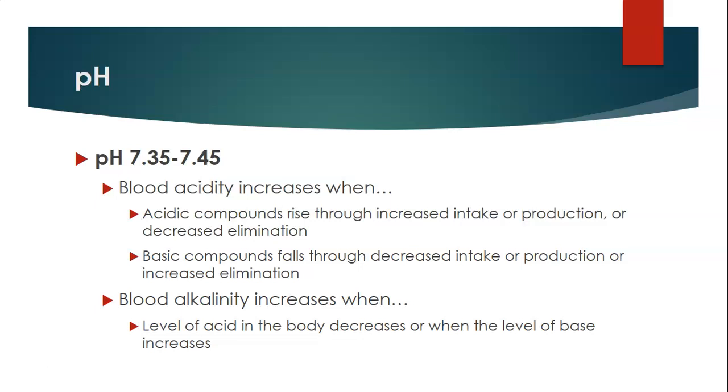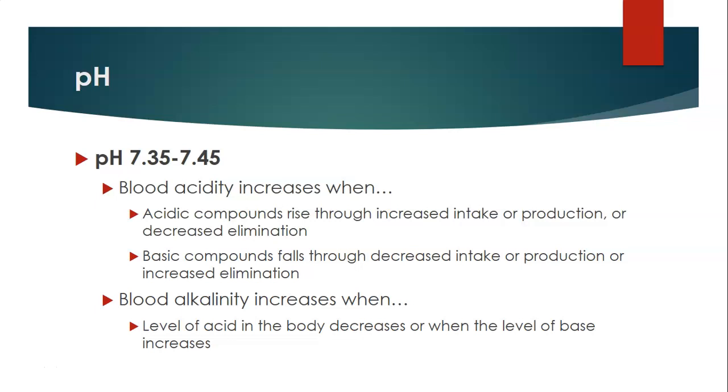Blood is normally slightly basic, with a normal pH range of about 7.35 to 7.45. Usually the body maintains the pH of blood close to 7.40. So we have a little bit of a range on either side, 7.35 to 7.45. Usually it's going to be pretty spot on at 7.40.